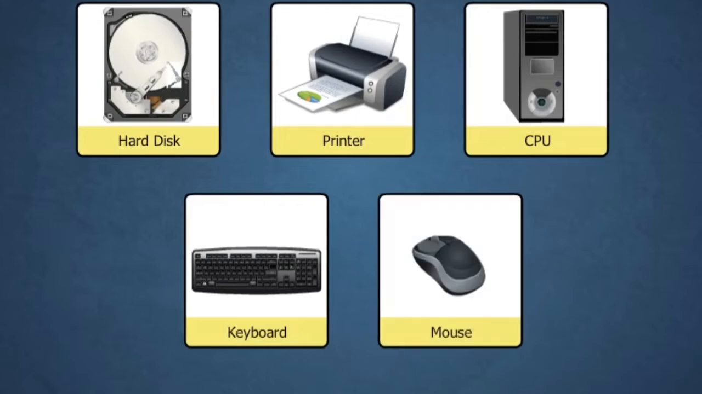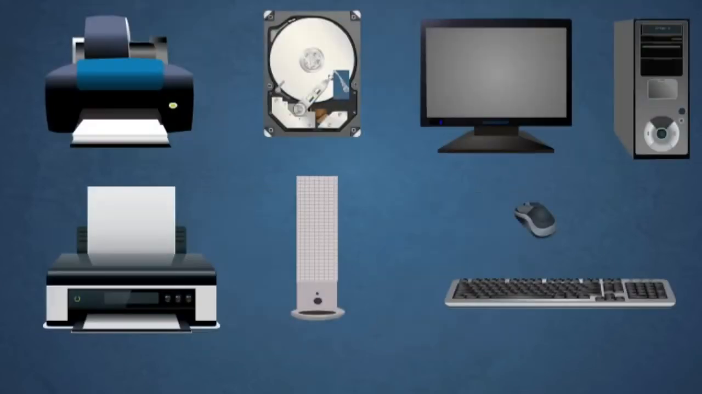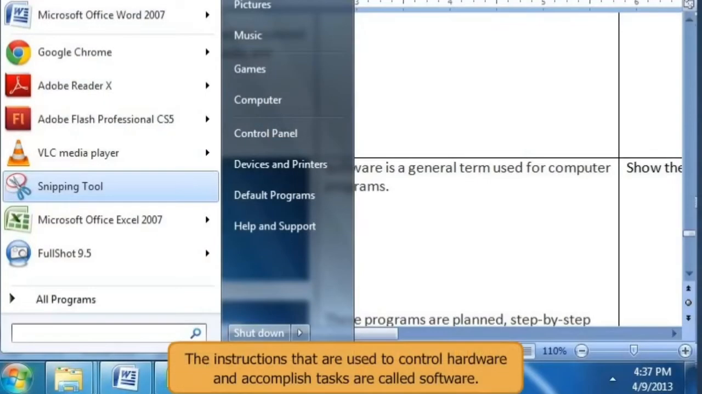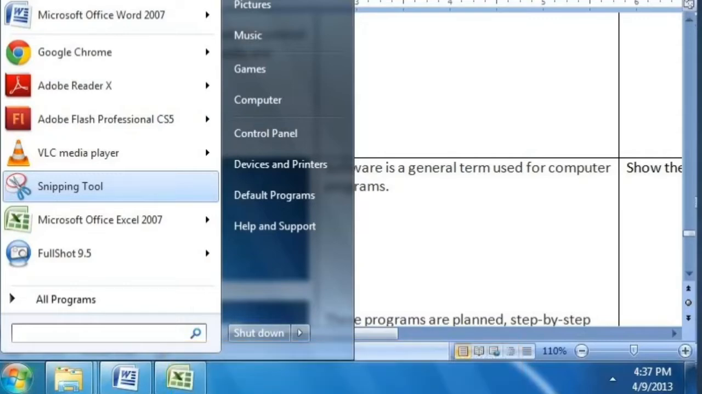are examples of hardware. The hardware devices are very important, but they are useless without the instructions that control them. These instructions that are used to control hardware and accomplish tasks are called software. Software is a general term used for computer programs. These programs are planned, step-by-step set of instructions that direct the computer what to do and how to do.